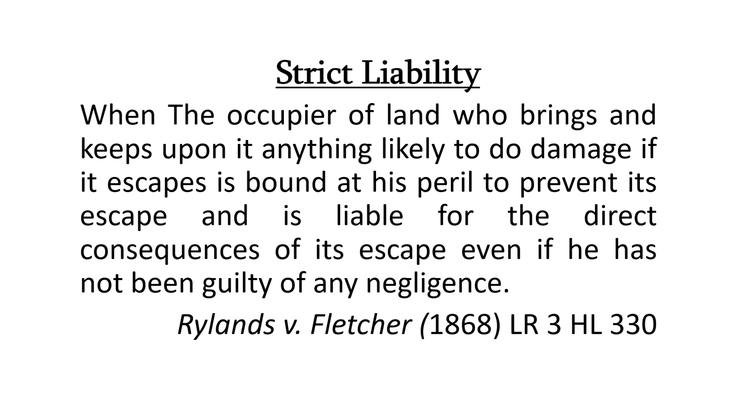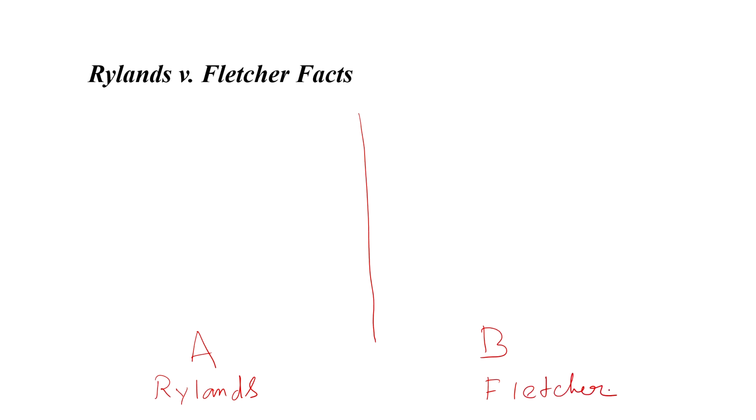Now, why did this principle evolve and what were the facts of this case? So, let me use this page to pictorially represent it. Say there are two lands, A and B. Land A belongs to Rylands and land B belongs to Fletcher. Okay. Now, Rylands has his factory.